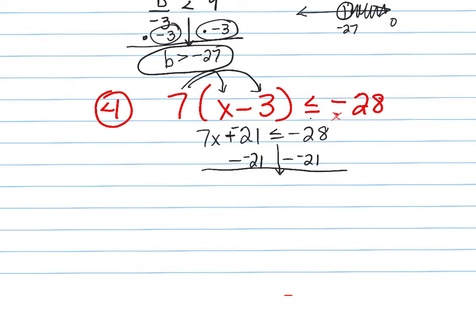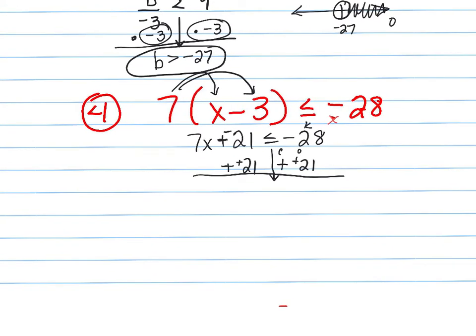Keep change opposite. So it's plus positive, isn't it? Don't these cancel out? Negative 21 plus 21? So we have 7x. We don't switch the inequality. We only do that if we're multiplying or dividing both sides by a negative. Negative 28 plus 21 is what, Lainey?